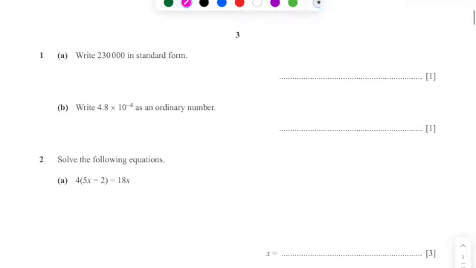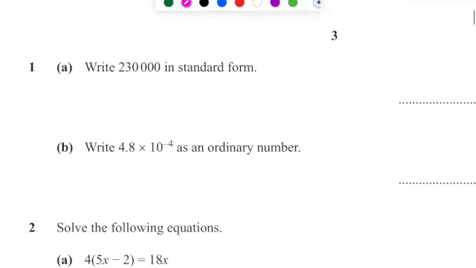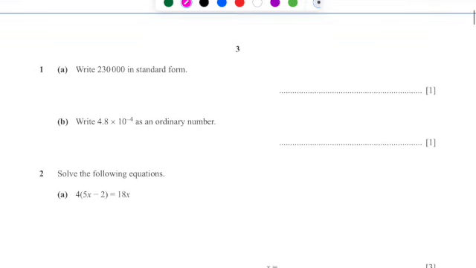The first question: write 230,000 in standard form. Whenever we want to write in standard form, we should be writing 2.3, only one number before the decimal. So it should be x times 10 to the power of k, and x should always lie between 1 and 10.